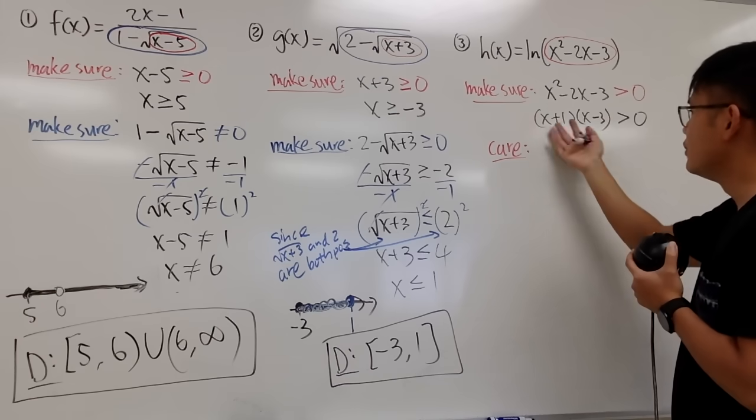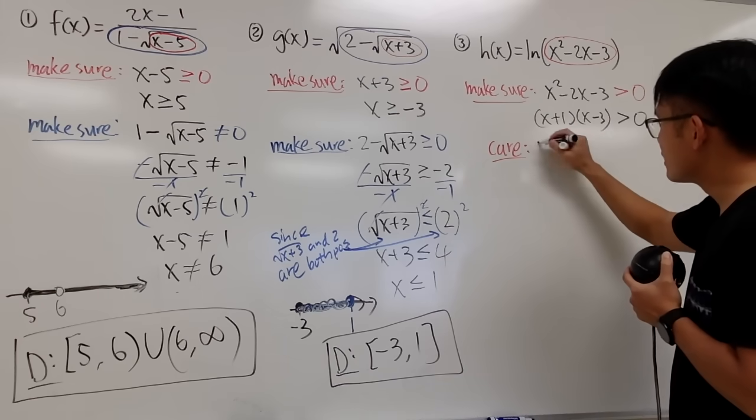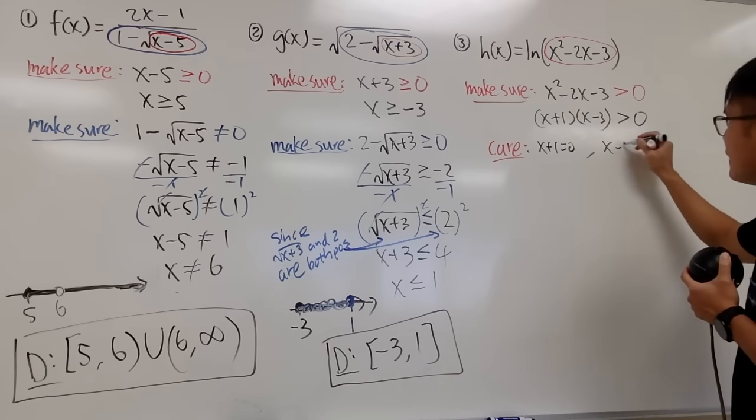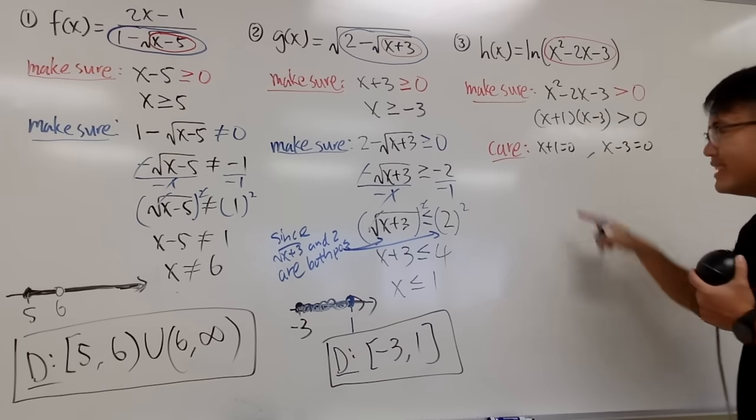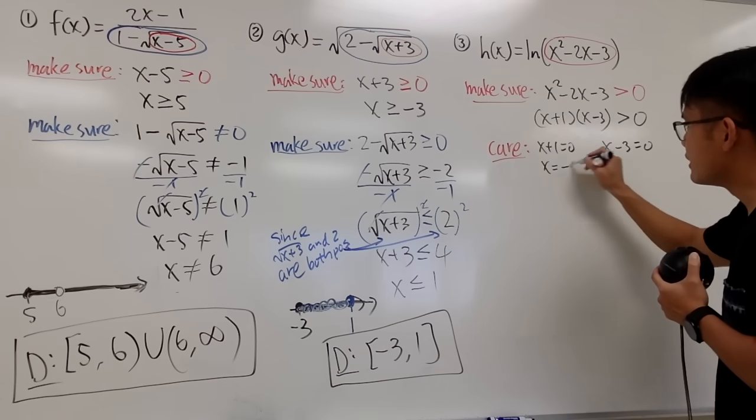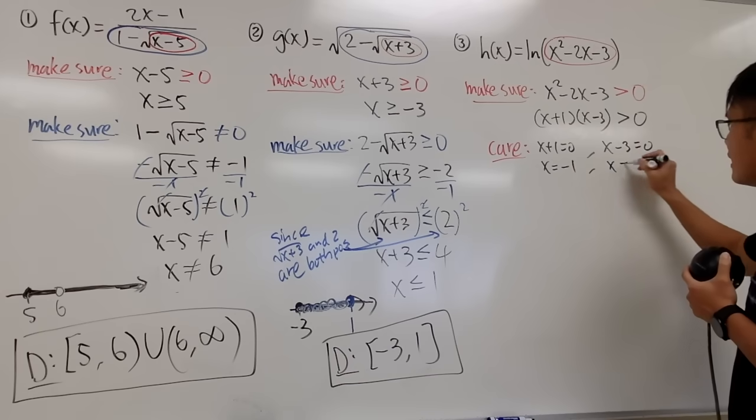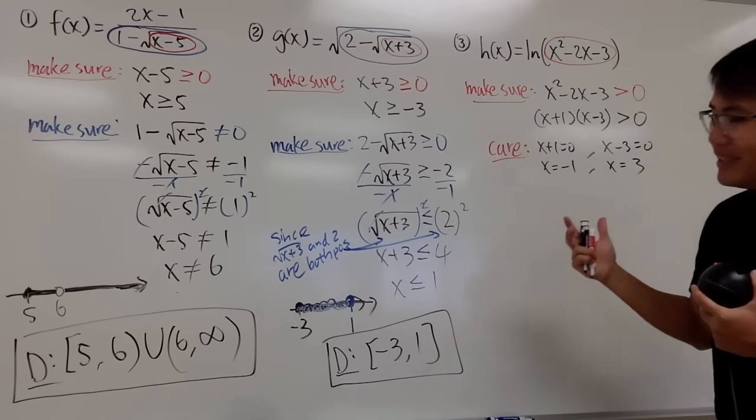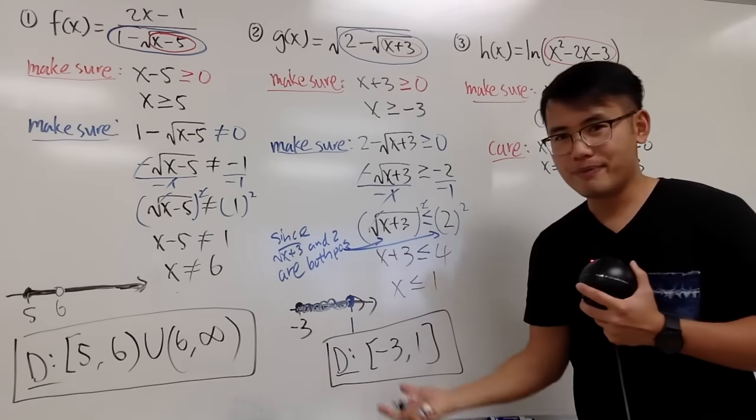Now, how do we know? You first make the first factor, x plus 1, equal to 0. And secondly, you make the second factor equal to 0. So, of course, from here, you can just subtract 1 on both sides. So you get -1. And secondly, you get 3. So these are the two numbers that we care. And it's similar to what we have done earlier.